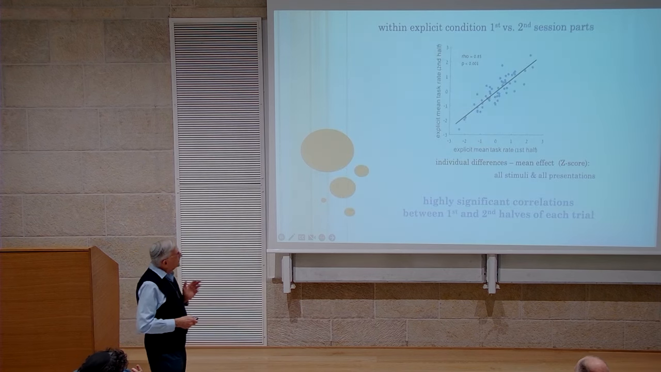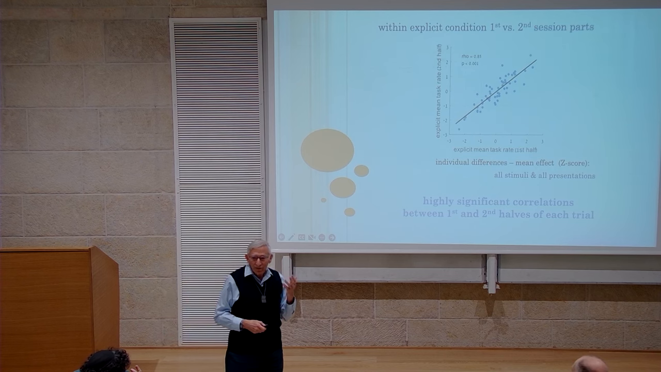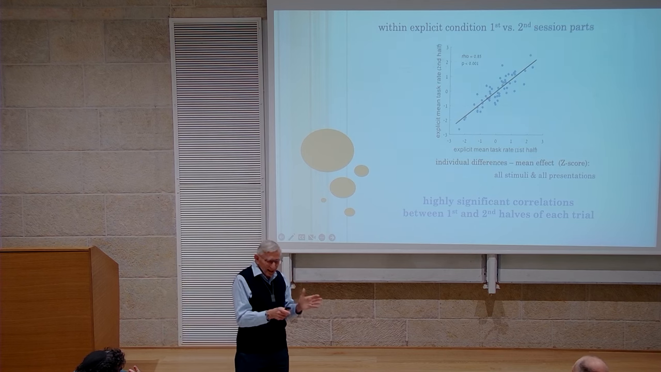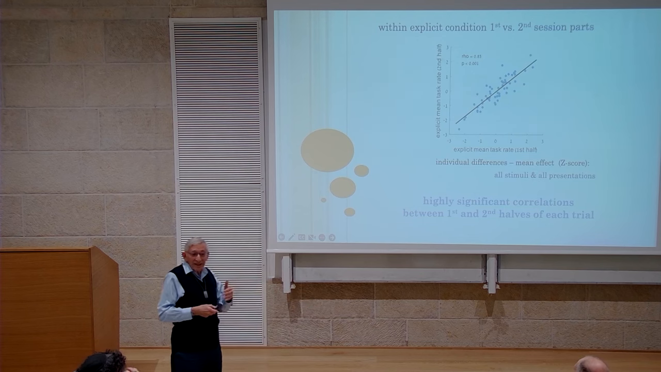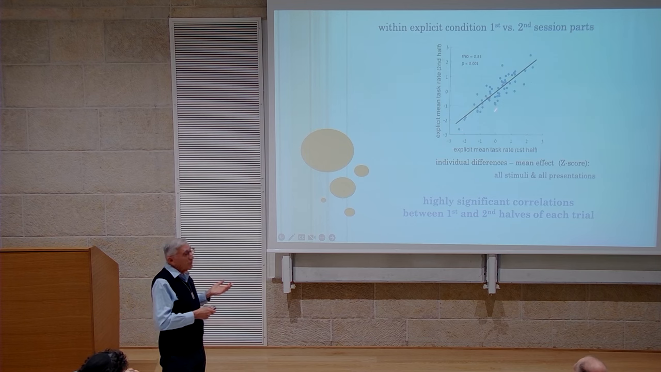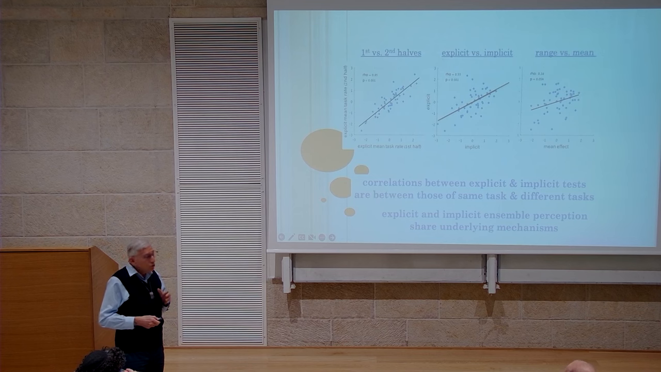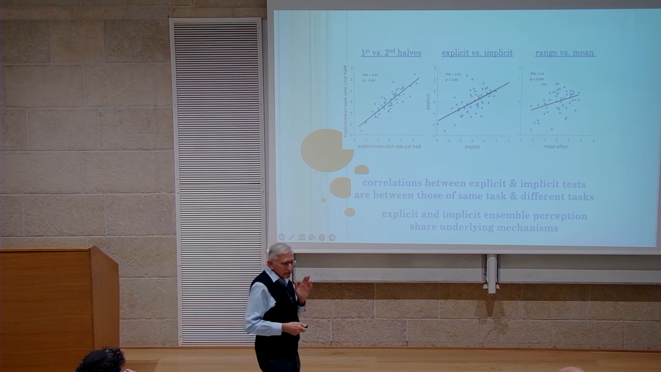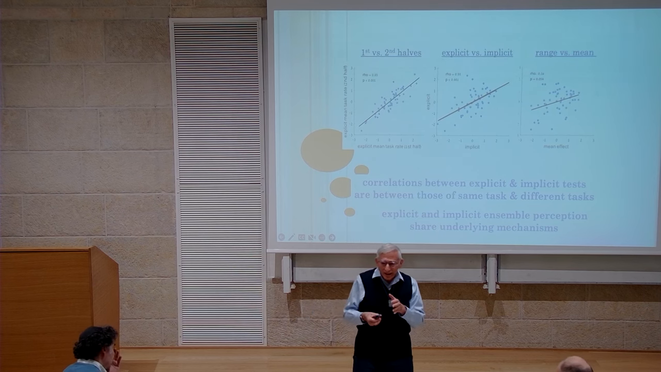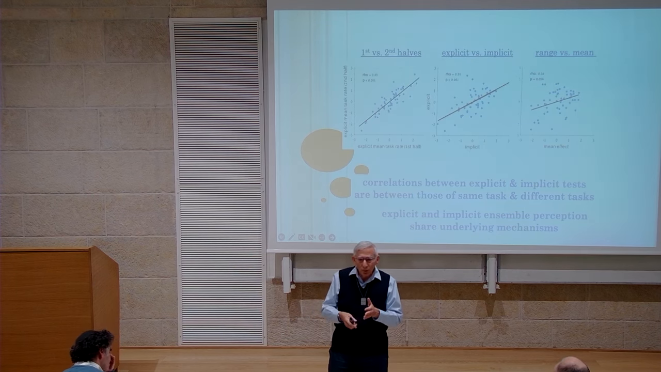On the other hand, what happens if we take the first half and the second half of each session? Are they correlated? This is the same test being done above, so you would expect them to be nicely correlated. And they are, with a lot less noise amongst the correlations. And therefore, if we have first half versus second half, we have this correlation with a rho of 85. The explicit versus implicit are less correlated, but still 55. And the range versus mean are half as much, 26. So these measures of individual differences tell us that there is something common between the explicit and the implicit.